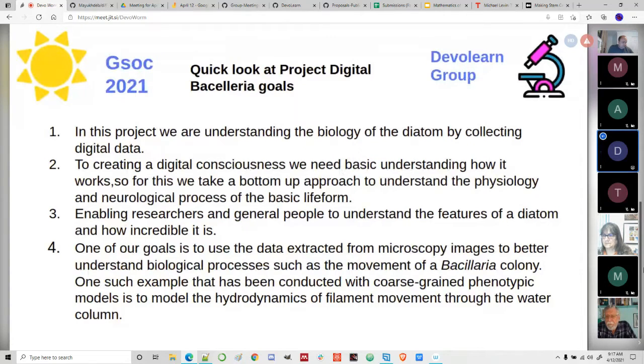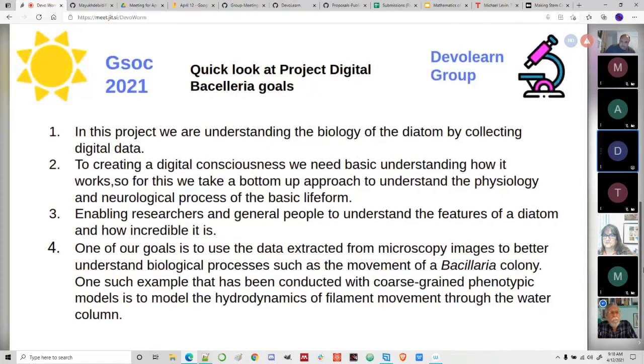In this project we want to understand the biology of the diatom by collecting digital data and explore more, and also we want to create a digital consciousness. For that we need a basic understanding of how it works. For this I think the diatom is a good one, which approach is taken by the development group. We have taken the approach to understand the physiology and neurological process of that basic life form, and also enabling the researchers and other general people to understand the features of the diatom.